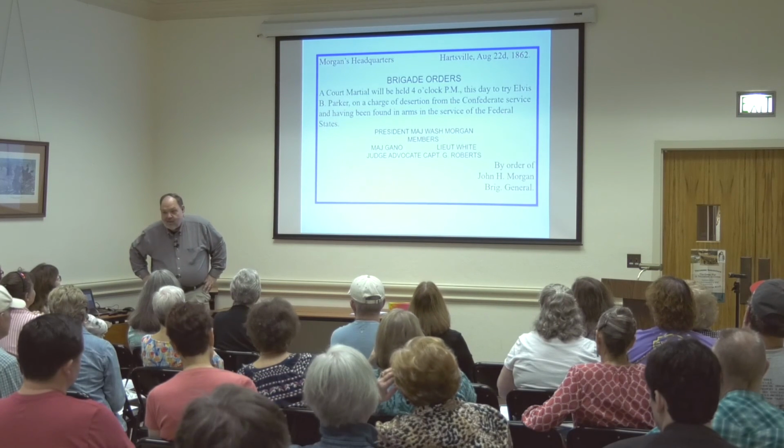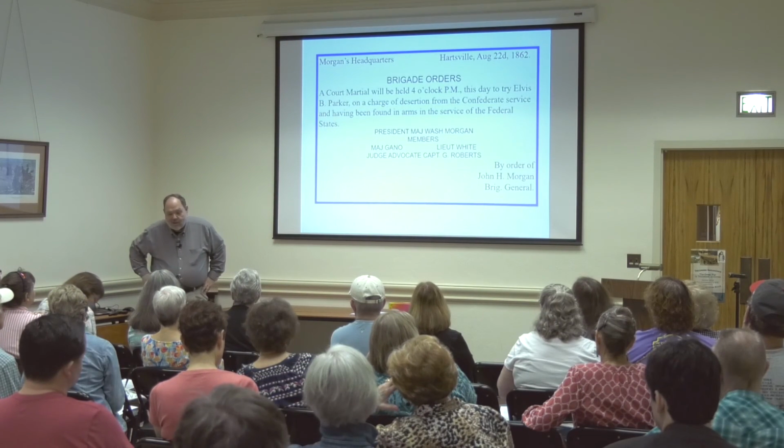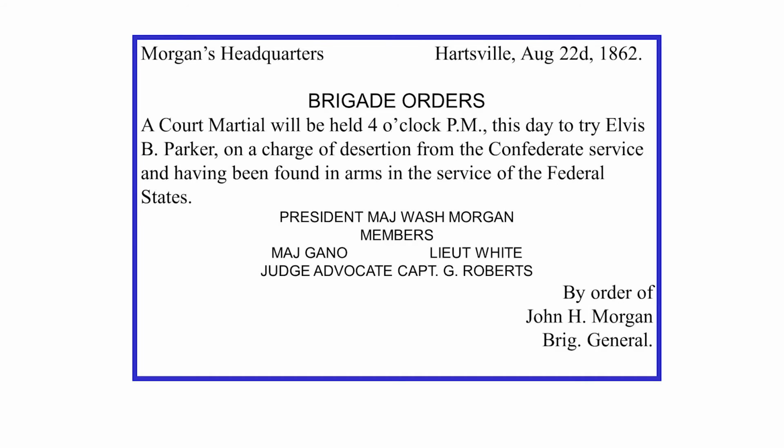The staff steered me into a set of collections, and ultimately we went into the newspapers. I won't show you the whole newspaper, but as I sat there that day, I read: a court-martial will be held at 4:00 p.m. this day to try Elvis B. Parker, on a charge of desertion from the Confederate service and having been found in arms in the service of the federal states. President Major Washmorgan, Major Gano, Lieutenant White, Judge Advocate Roberts, by the order of John Hunt Morgan, Brigadier General.